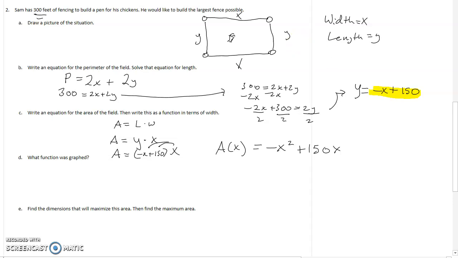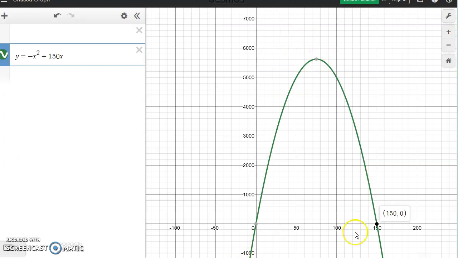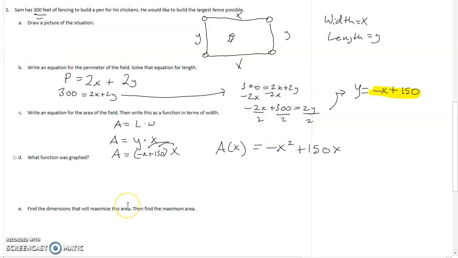It says what function was graphed. What type of graph? This is not the greatest question. What is this graph? What is the parent function? The parent function is a parabola, right? And that is a parabola that is shifted to the right, shifted up, and then reflected over the x-axis. You can see it because it's giving us that frowny face. So what function is graphed? It's a parabola.